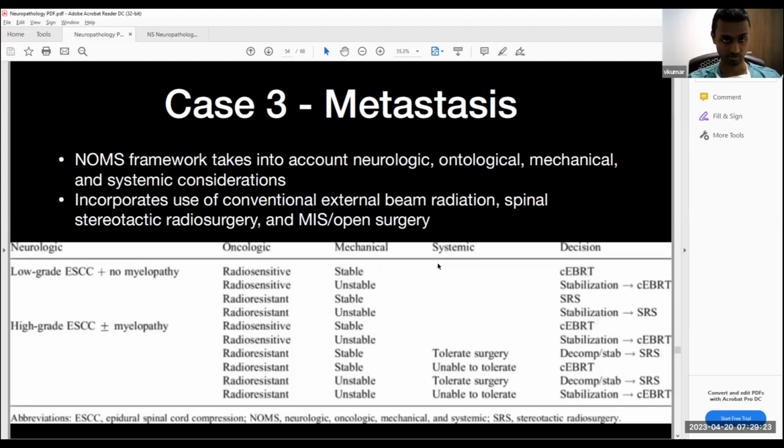And then, as I talked about before, the NOMS framework takes into account the oncologic, neurologic, mechanical, and systemic considerations. What it does is it basically is a decision tree to figure out what needs to be done in terms of stabilization, external beam radiation, SRS, whether decompression is needed or not.